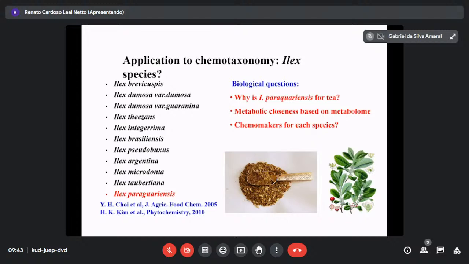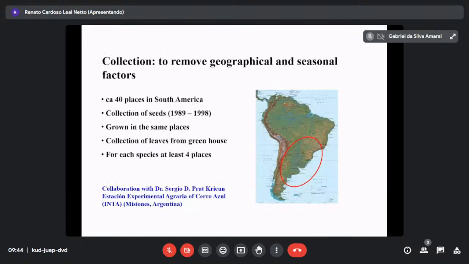Then I collected this plant material. The first question is, why is Ilex paraguariensis so different from the others? Second, I want to know which species are close and which are farther. Maybe some species is very close to Ilex paraguariensis and can be an alternative for the market, something like that. So for this, it's kind of a model.